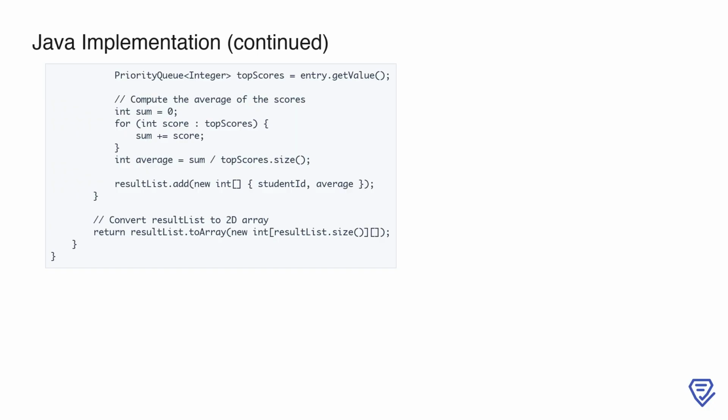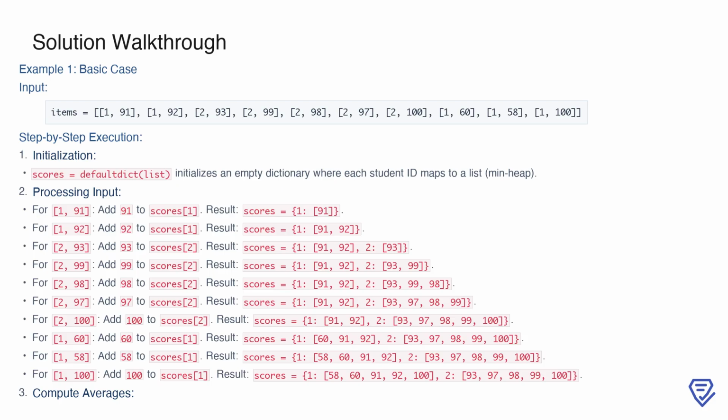We start with the input list of student scores, where each subarray contains a student ID and their corresponding score. The goal is to compute the average of the top 5 scores for each student. First, we initialize a dictionary called scores using defaultdict list. This will allow us to map each student ID to a list of their scores, which we manage as a min-heap to efficiently track the top 5 scores.